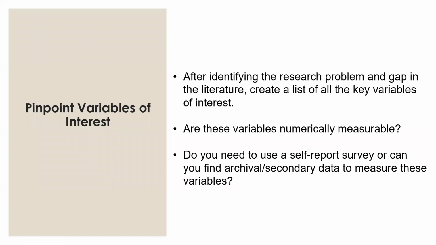After identifying your research problem and you've pinpointed that you want to proceed in a quantitative approach, you need to identify all the key variables of interest in your study. Are these variables numerically measurable? And are you going to need to use a self-report survey, or can you find archival data to measure these variables? If you use a self-report survey, you'll want to consider using something that's previously validated, as opposed to developing your own survey that comes with its own hurdles, such as doing a pilot test and validating that tool through factor analysis. That can add many months to your project, so I would recommend using a previously validated survey. And if you can find an archival data source, that's even quicker because the data already exists.